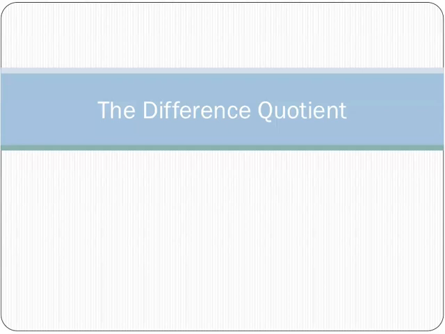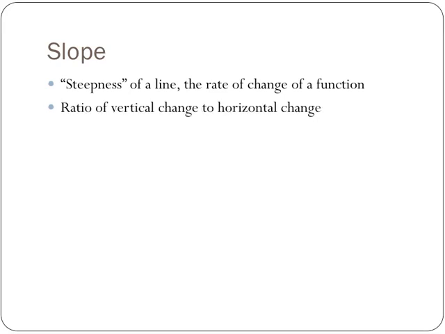So today, before we get into what the difference quotient is, we're going to first start out by talking about slope. Now, slope, as you've probably learned about it in the past, is simply the steepness of a line. Another way to think about it is the rate of change of a function. It's the ratio of the vertical change to the horizontal change.